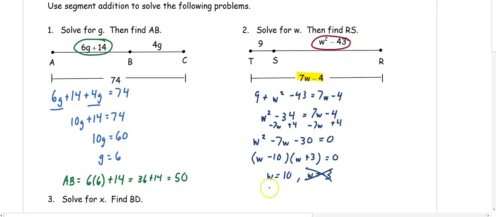So RS is W squared minus 43. Remember that we know W is 10. So 10 squared minus 43 is 100 minus 43, which means it has a length of 57.